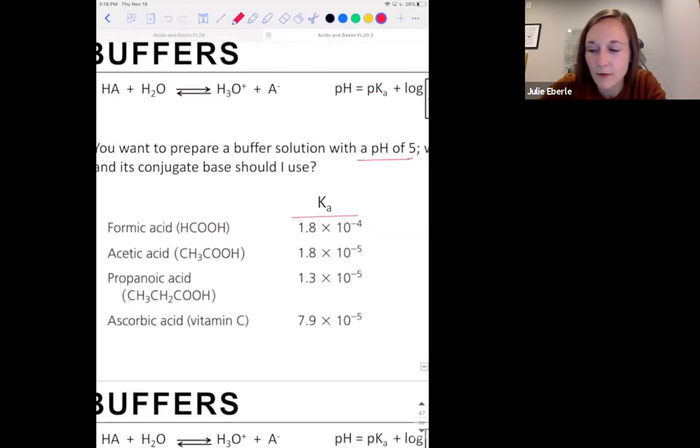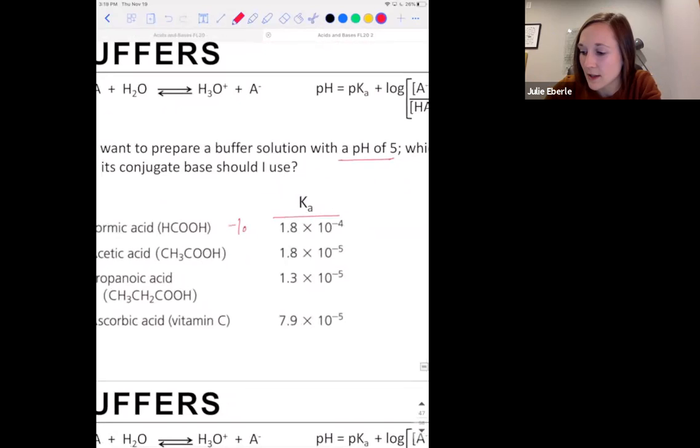How do we do this? Well, we want to know which one has a pKa that is closest to a pH of 5. So we have to calculate the pKa of all of these. How do we do that? We just take the negative log of all of these.